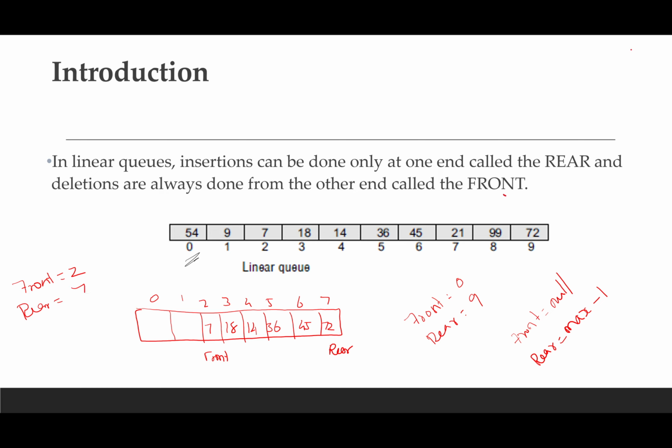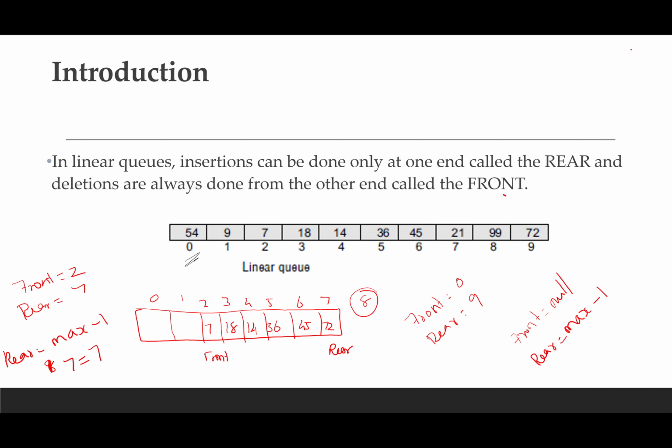So we are checking the condition rear is equal to max minus 1. What is the maximum size? It is 8. What is the rear value? The rear value is 7, which is equal to max minus 1, that is 8 minus 1, which is 7. So the condition is true. What is the meaning of this? It is an overflow condition, that is, the queue is already full. We can't do the insertion.